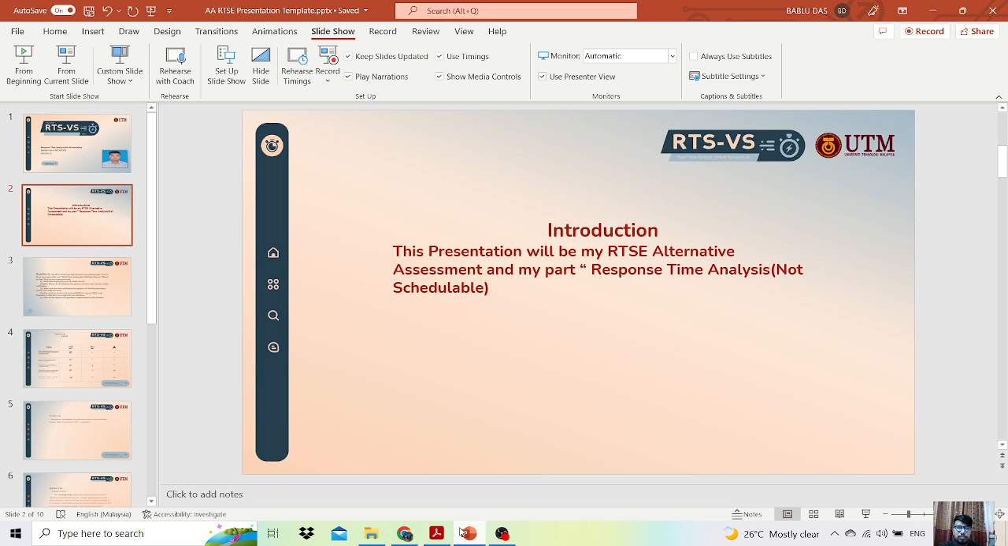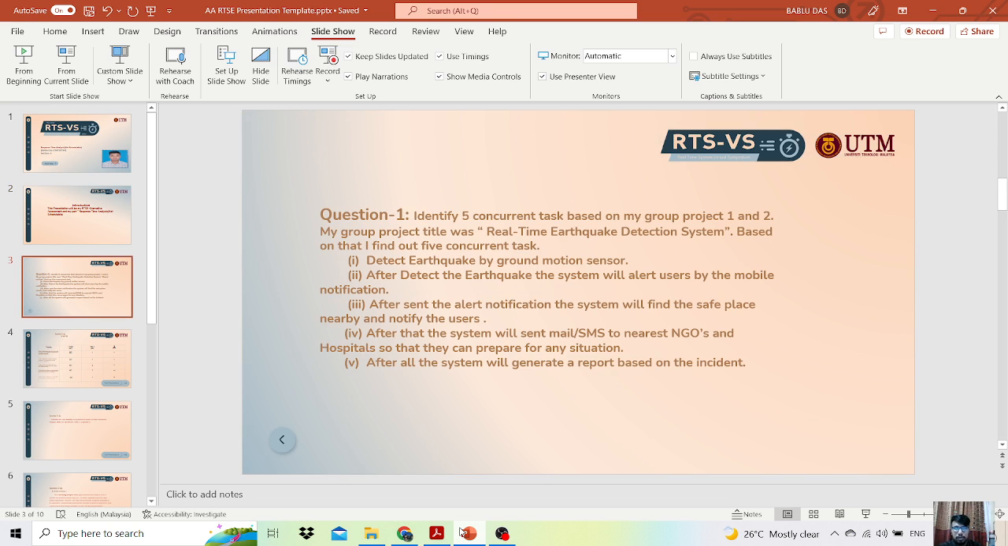Introduction. This presentation is for the real-time software engineering alternative assessment, and my part is response time analysis which is not schedulable. For question one, our task was to identify five concurrent tasks based on our project one and project two, and my group project for project one was the real-time earthquake detection system.